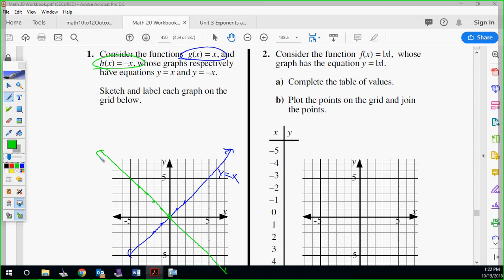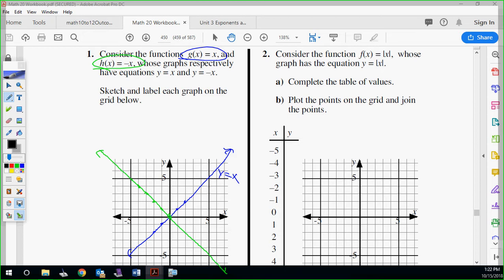Consider a function of absolute value of x. We're going to plot some points. For this one, we don't know what the absolute value of x is. I told you it's a V. I kind of gave it away already, but let's complete the table.